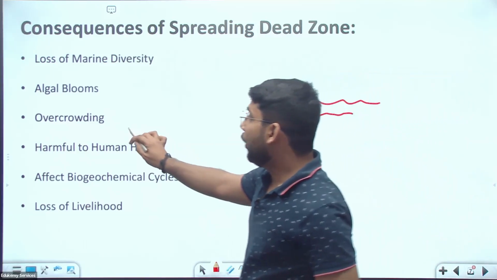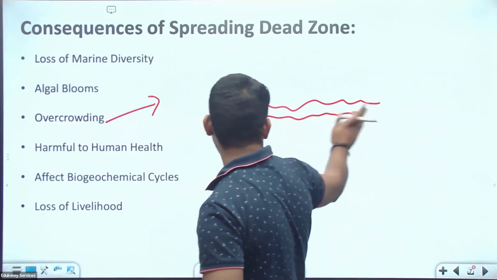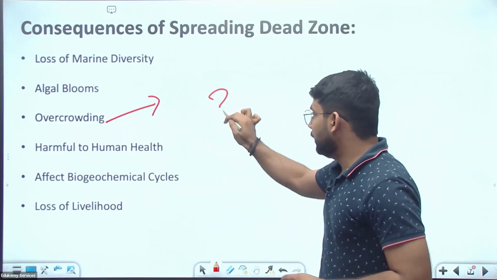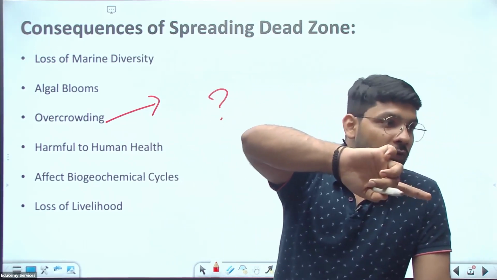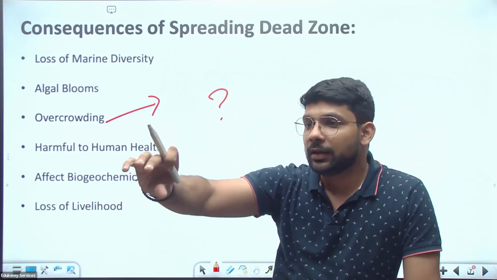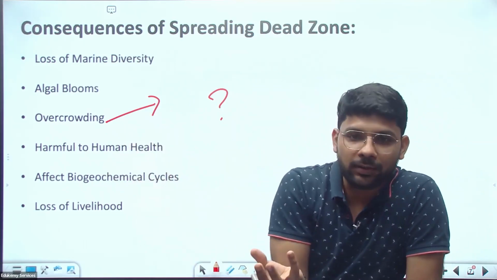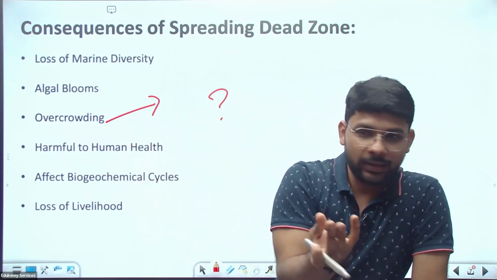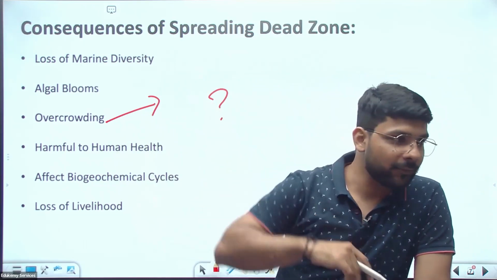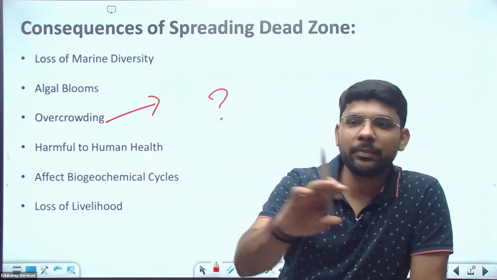Overcrowding. How can it be overcrowding? You will have a question mark here. If the organisms are dead due to the lack of oxygen, how can it be overcrowding? Question? Anybody? How can we say it's overcrowding? Anybody can tell me here.